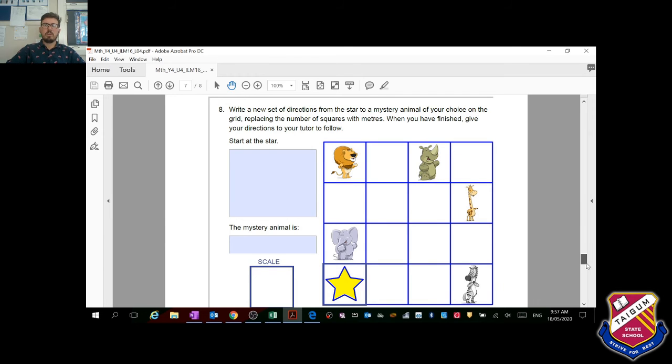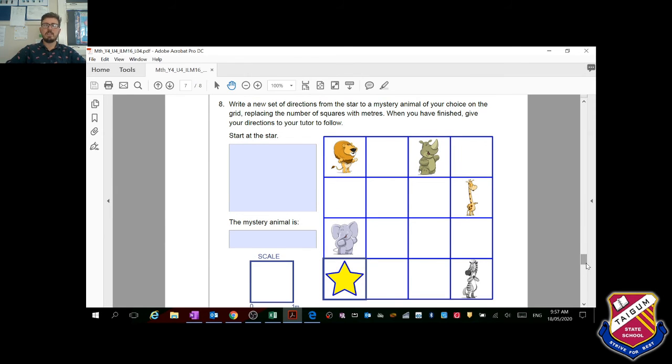Okay, now you need to write out a new set of directions from the star to a mystery animal of your choice, replacing the number of squares with meters. So instead of saying move 2 squares forward, you would say move 2 meters forward. When you're finished, give your directions to your parents to follow if they are not busy. Don't annoy them if they are busy. Okay, so write out your directions there and the mystery animal.